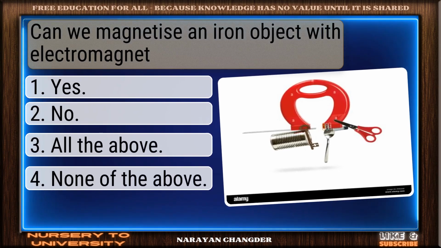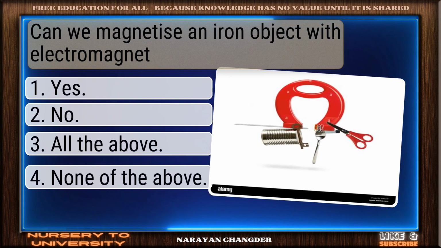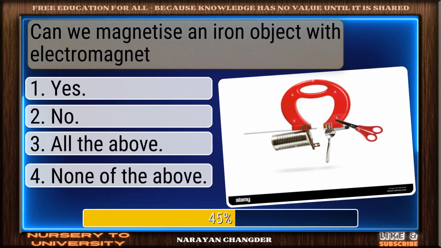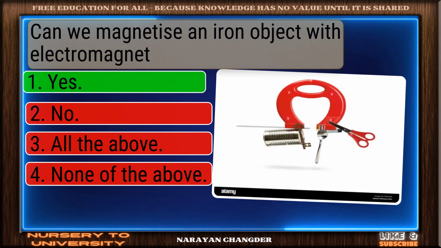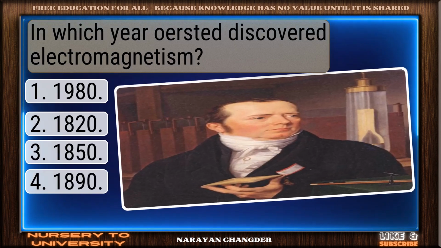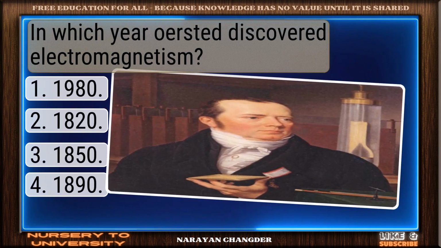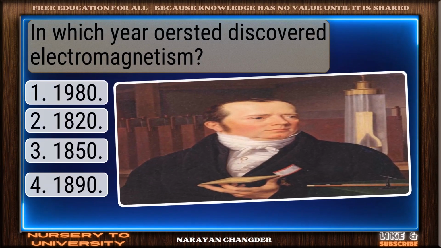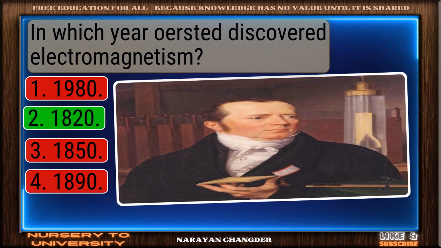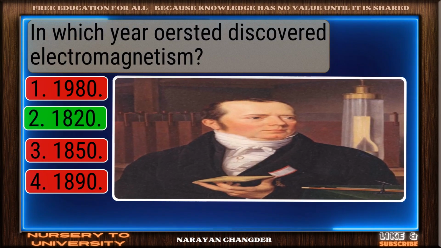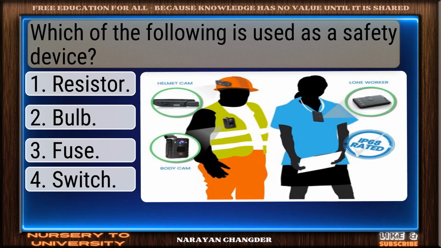Question number 46. Can we magnetize an iron object with electromagnet? Great thinking. Yes is the right choice. Question number 47. In which year Ørsted discovered electromagnetism? Well picked. 1820 is the correct answer.